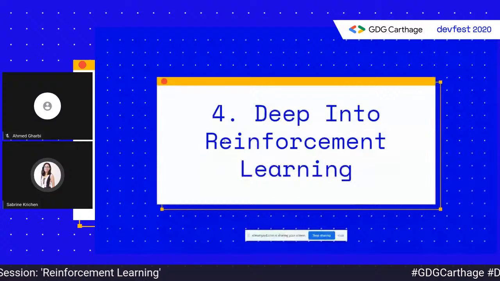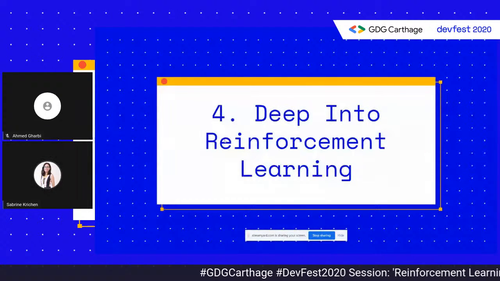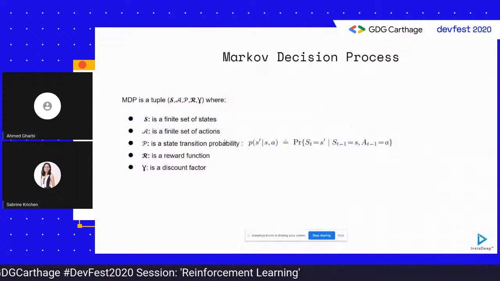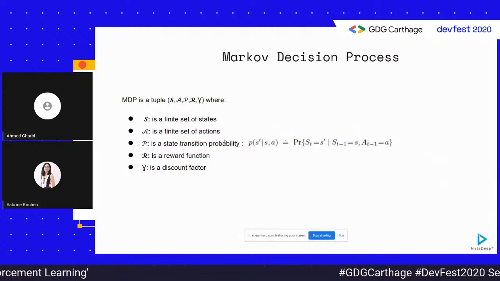Okay, so now we're going to go deeper into reinforcement learning. So, Ahmed? Thank you, Sabrine. Okay, so earlier we presented the key elements in reinforcement learning.